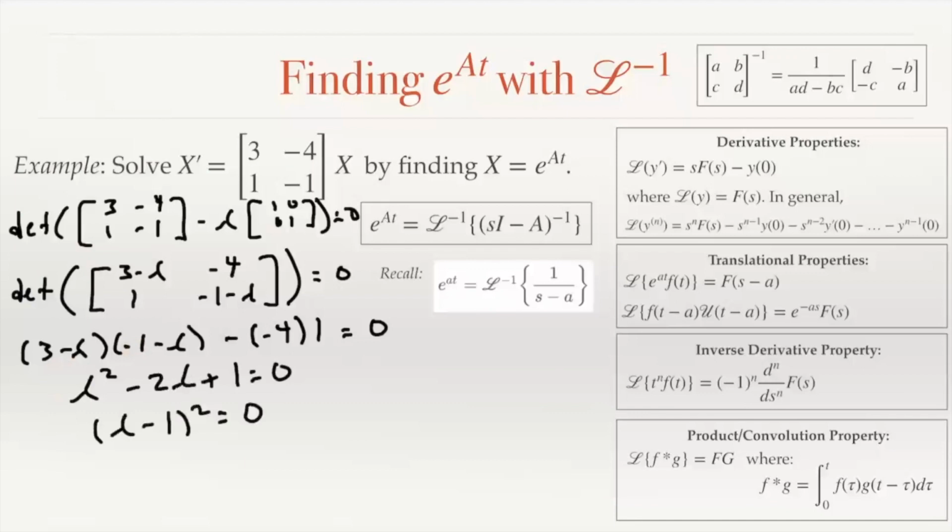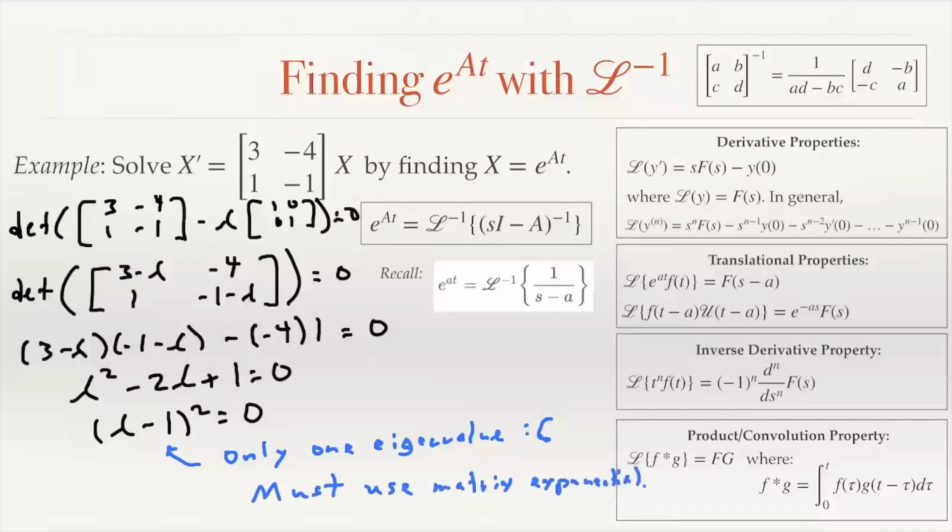Once we got to this point, we would see that there is only one eigenvalue. That means that we will not have enough eigenvectors, so we must use the matrix exponential. That is how you tell, similar to what we did in the beginning of this section. So we have to use matrix exponentials to solve this system.